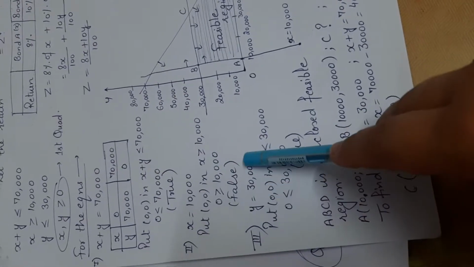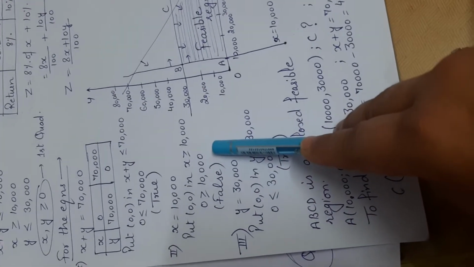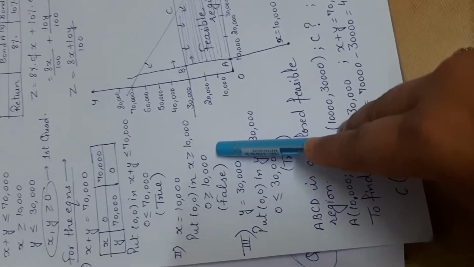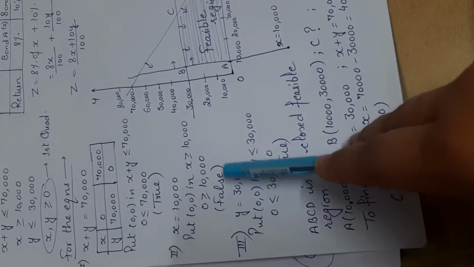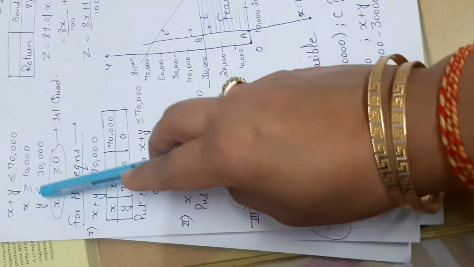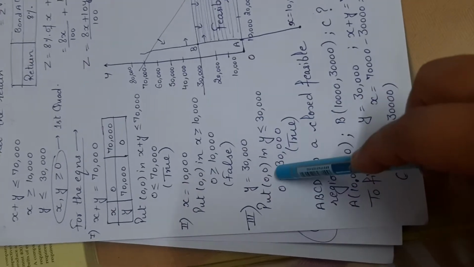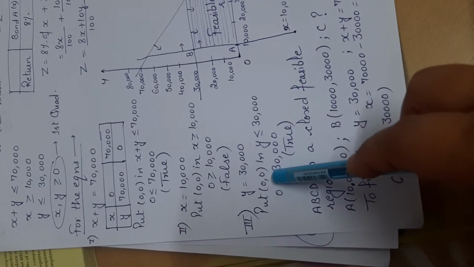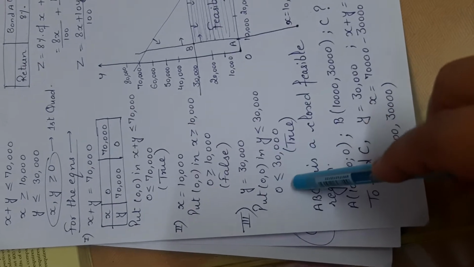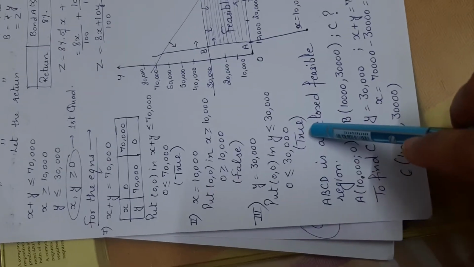When we substitute, the condition is 0 is greater than or equal to 10,000. We know that 0 is neither equal to nor greater than 10,000, so the condition is false. Another line is y is less than or equal to 30,000, so we have the third equation, y equals 30,000. Again, we can substitute 0, 0 because it is not lying on the line, and we get the situation true.